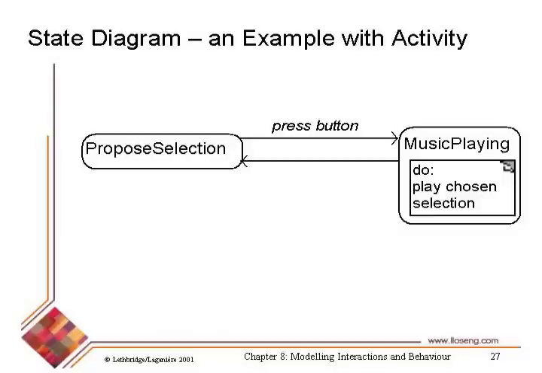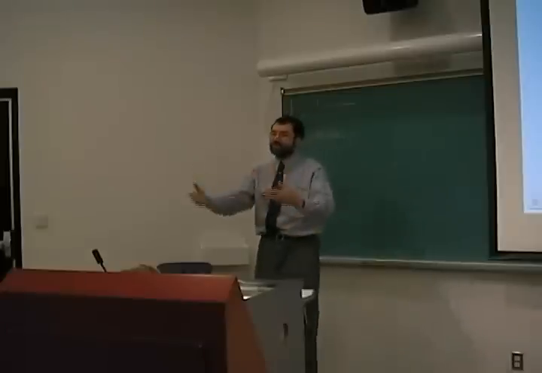Okay, so imagine a jukebox application which has two states, proposed selection and music playing, and it goes backwards and forwards. In proposed selection, it's displaying some music selections. People can press buttons and the music will play. And when it's playing, you can't do anything to stop it from playing. It will play until completion, and then it will transition back to proposed selection again. So you see this in some music stores where you can actually choose music, listen to it for a while.